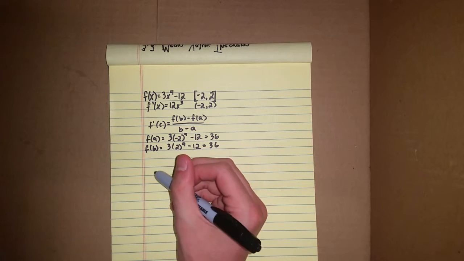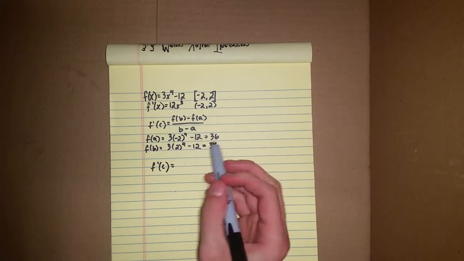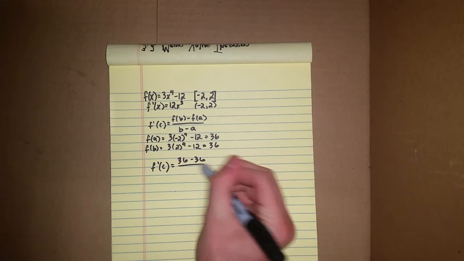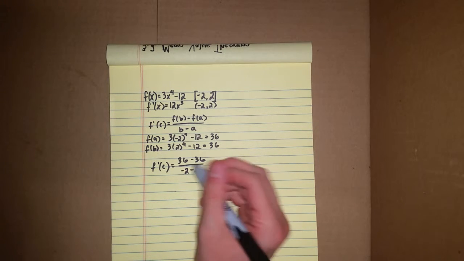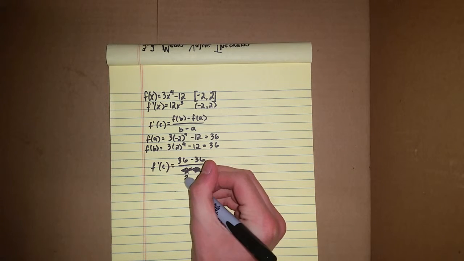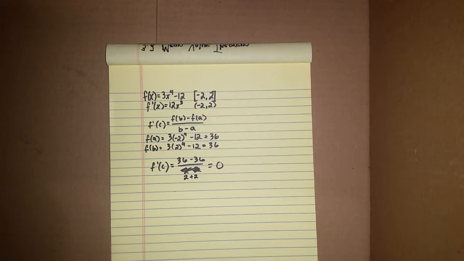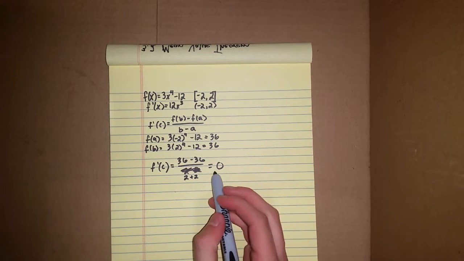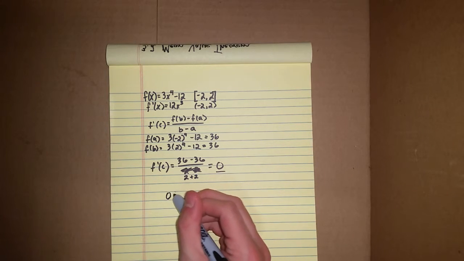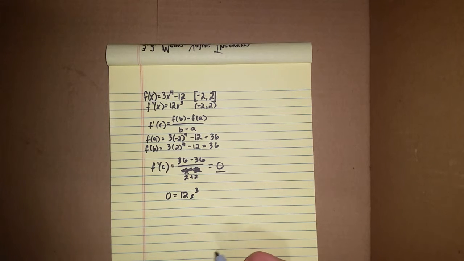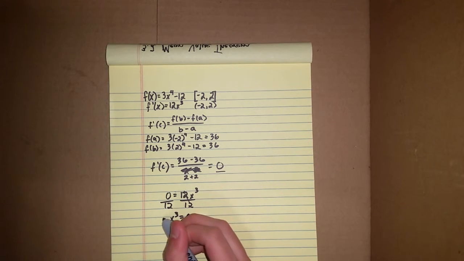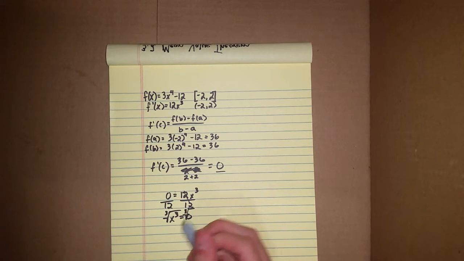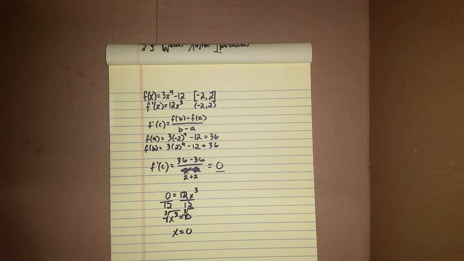So now we can plug in all of our values. F of b minus f of a, so 36 minus 36, all divided by b minus a, negative 2 minus 2, excuse me, not negative 2 minus 2, 2 plus 2. It doesn't really matter because it's 0 anyway. But we set this value equal to our derivative, so 0 is equal to 12x cubed. Now solve for x. Cube root. X is equal to 0, and once again we have to check and see if it's in our interval. It is, so that's the answer.